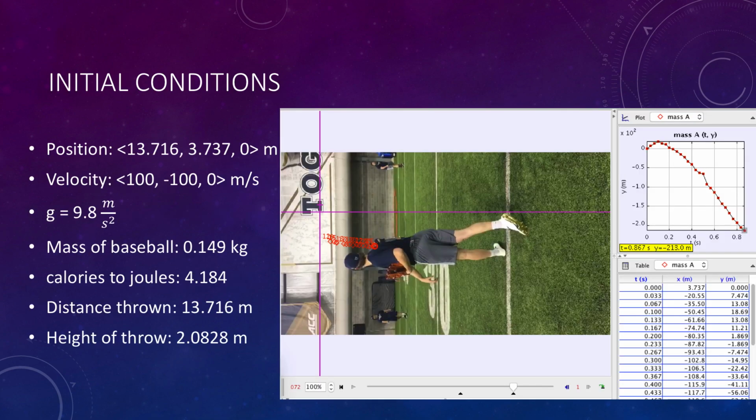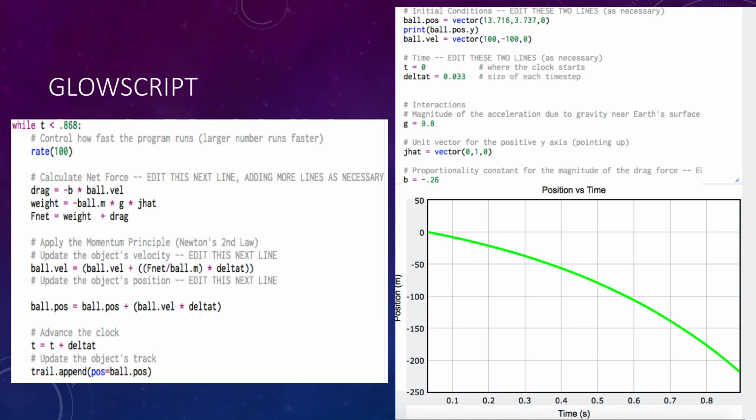Now, some initial conditions of this lab are shown here, and it's important to note that although the video looks horizontal, it was taken vertically, and the axes are adjusted to fit the video on Tracker. And we have the values shown here, and we have our beautiful plot at the top right of the screen. And our GlowScript code is shown here.